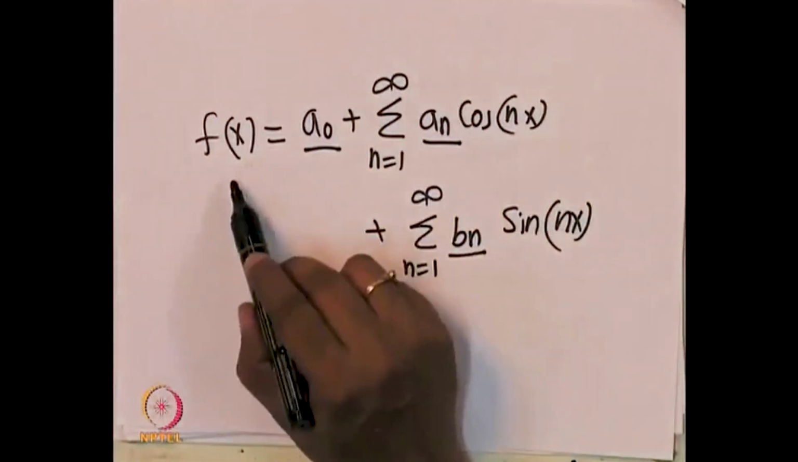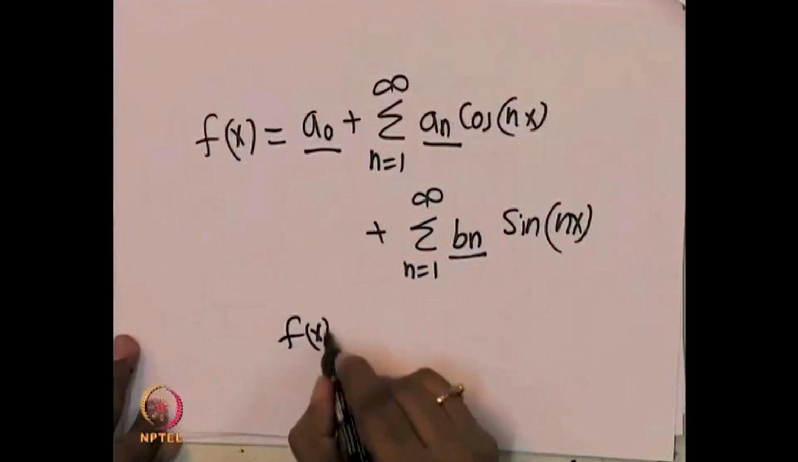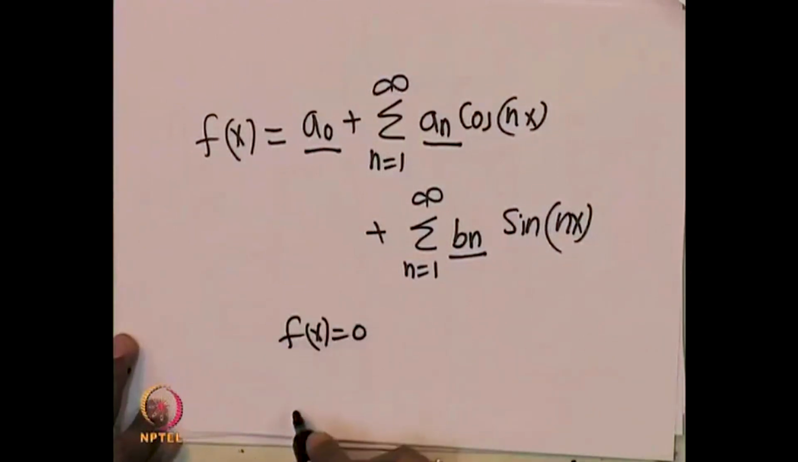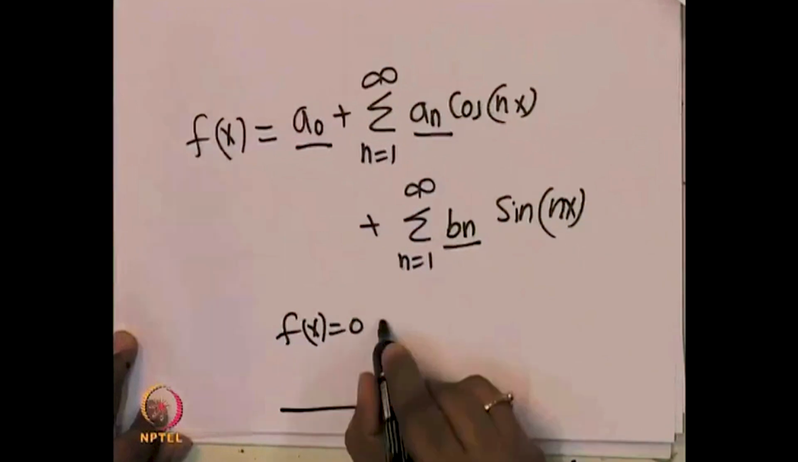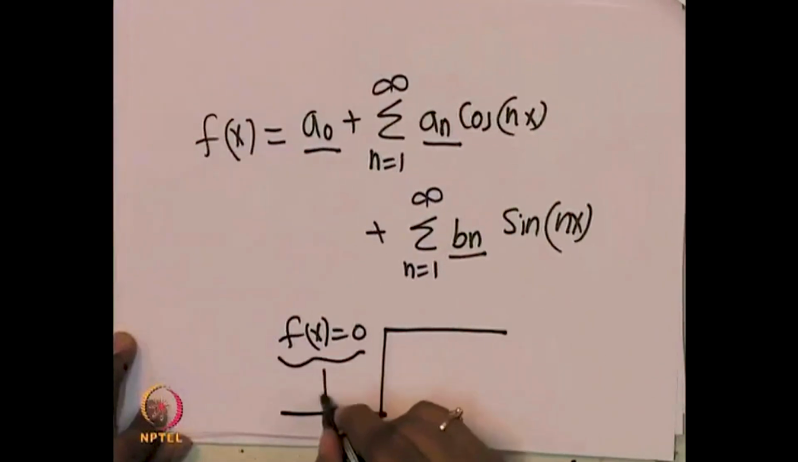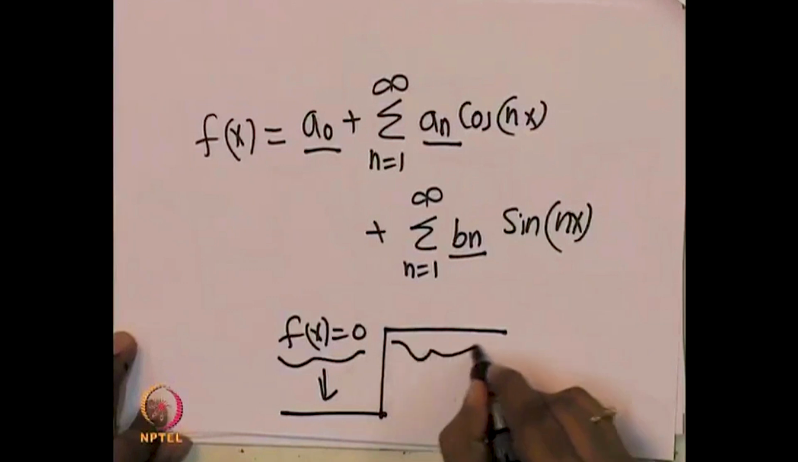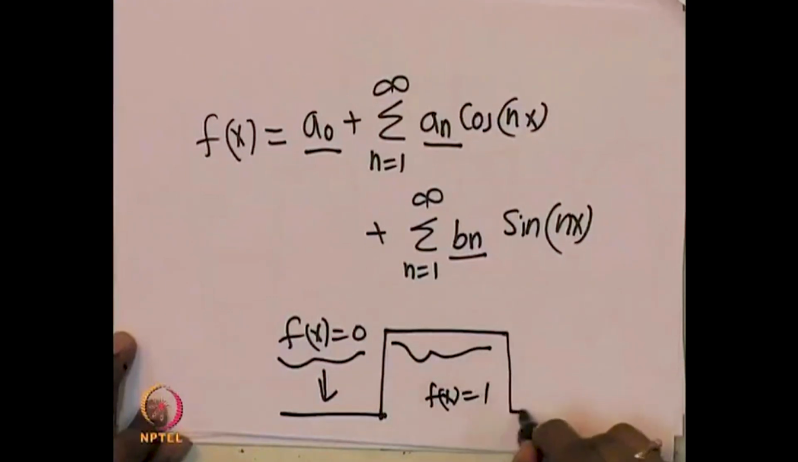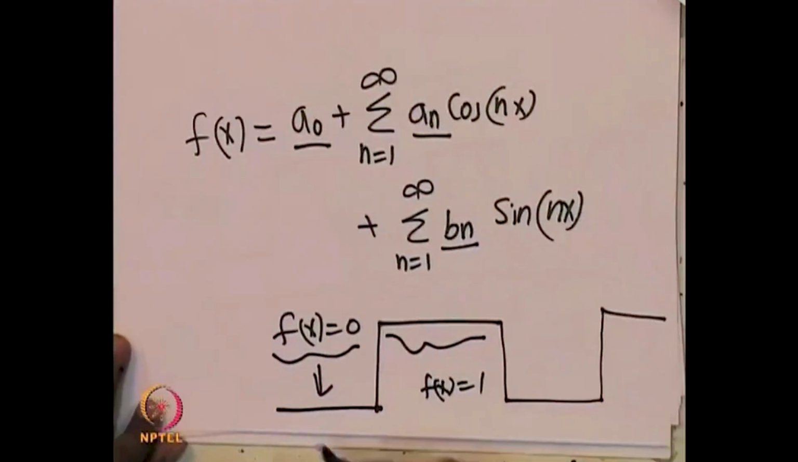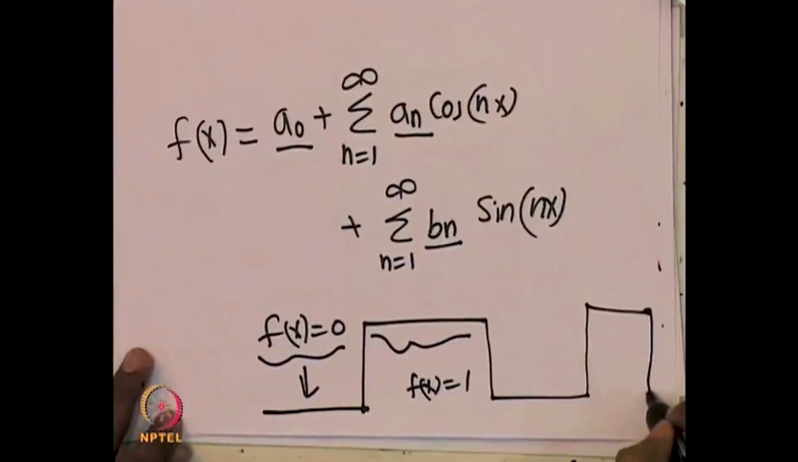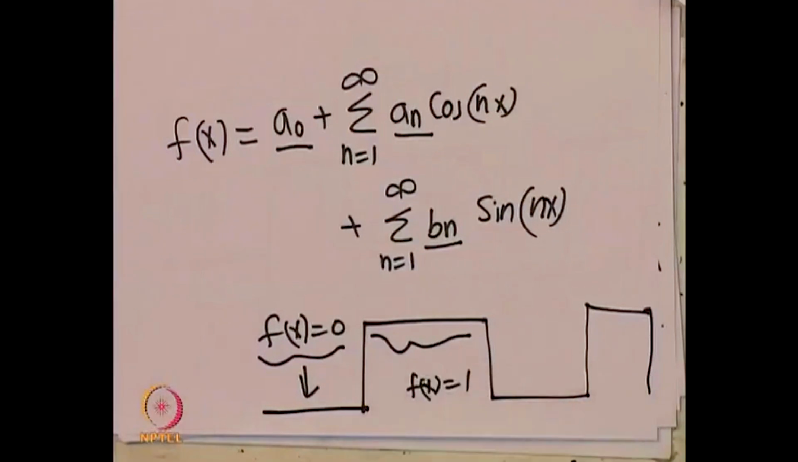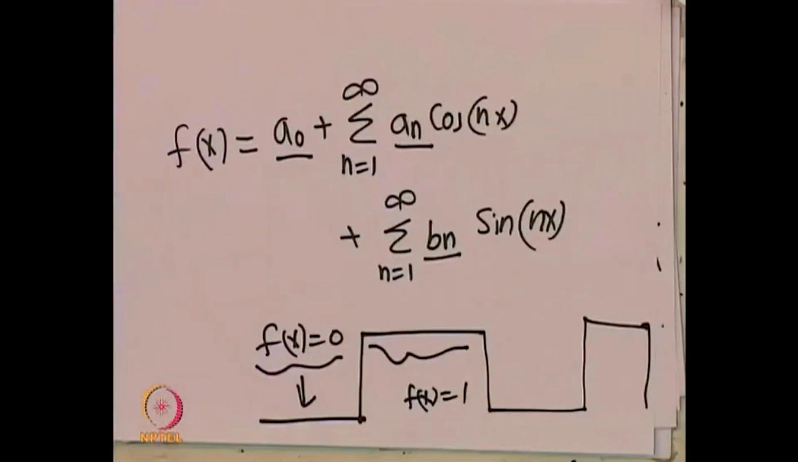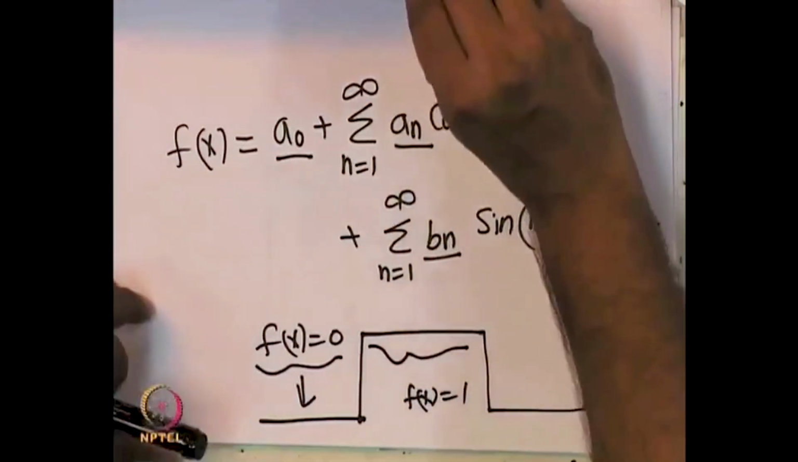So, we know f of x now, because we just said that f of x is 0 in this regime, and then it becomes 1. In this regime f of x is 0, and in this regime f of x is 1 or h. Again it is 0, then becomes 1. So, this is your square wave. The square wave has this particular definition for f of x. If we know f of x, what do we want to know? We want to calculate the coefficients.